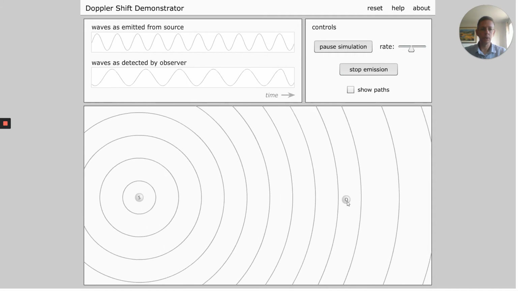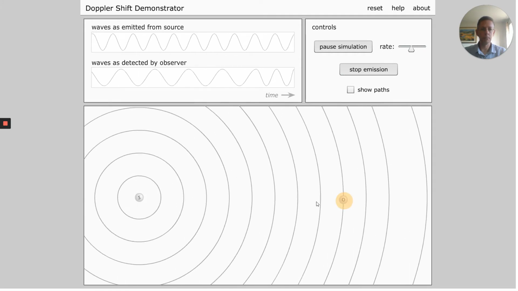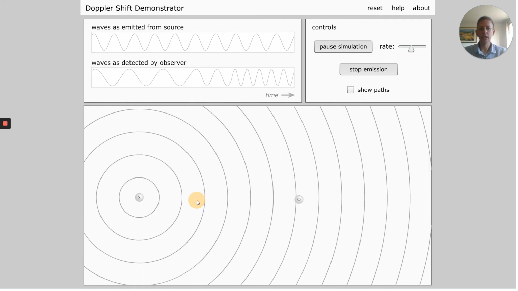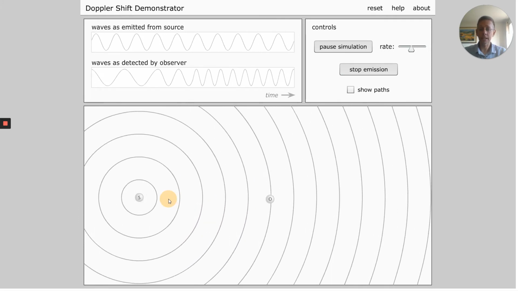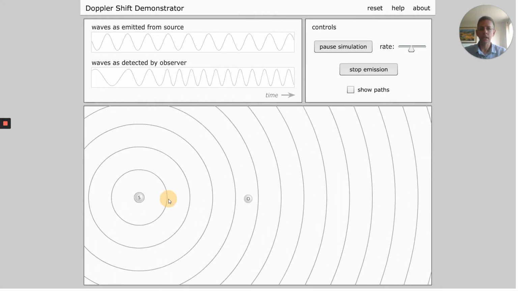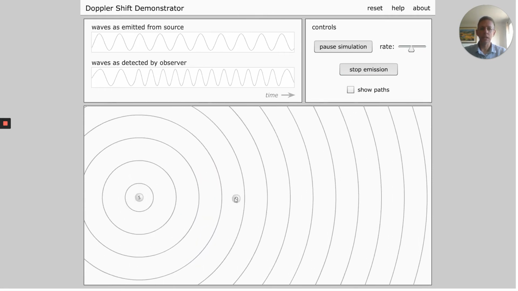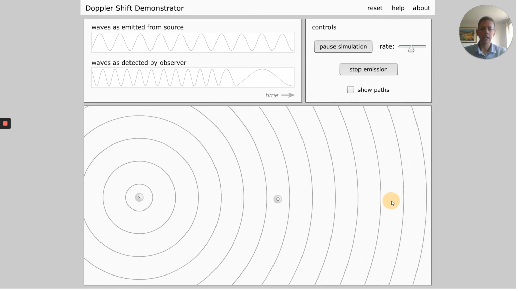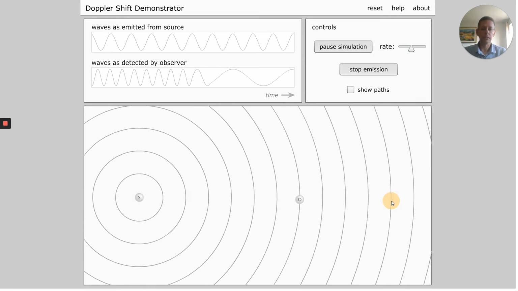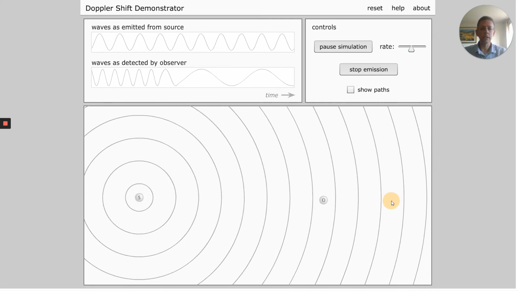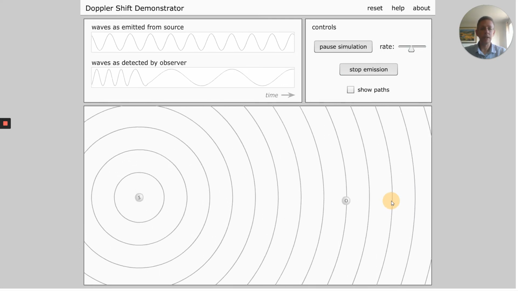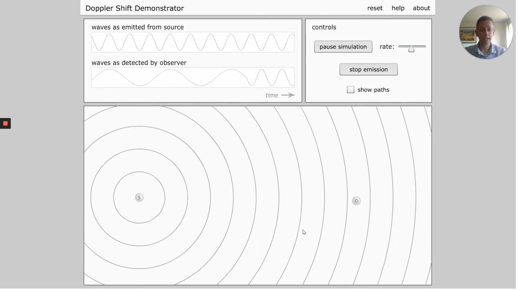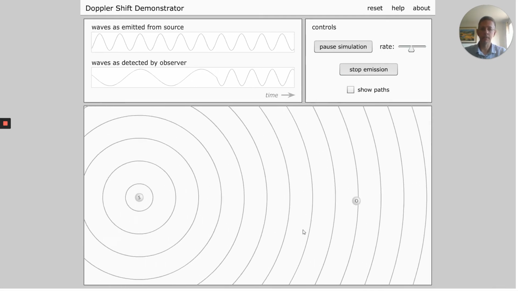So if we just take the observer and move it towards the source, you can see from the trace at the top of the screen that the frequency has again been detected as higher than it really is. And then if we take the observer away from the source, again, you see that the wavelength is longer and the frequency is lower than it really is. At no point does the frequency of the sound wave actually change. It is just the detected sound wave that is detected as either a higher or a lower frequency.